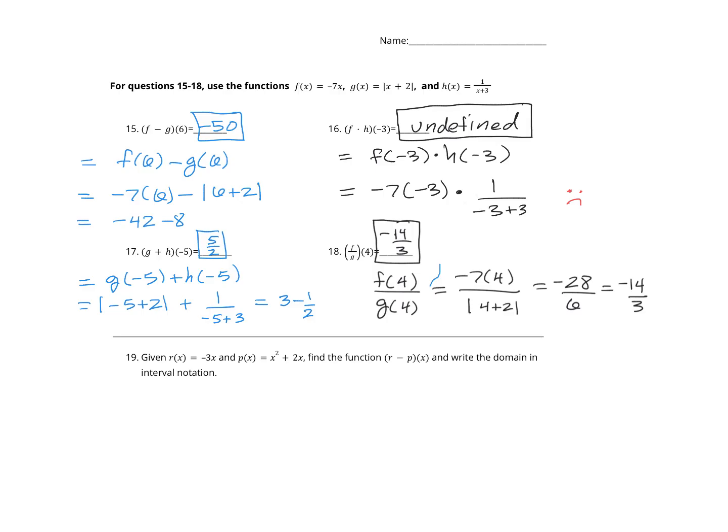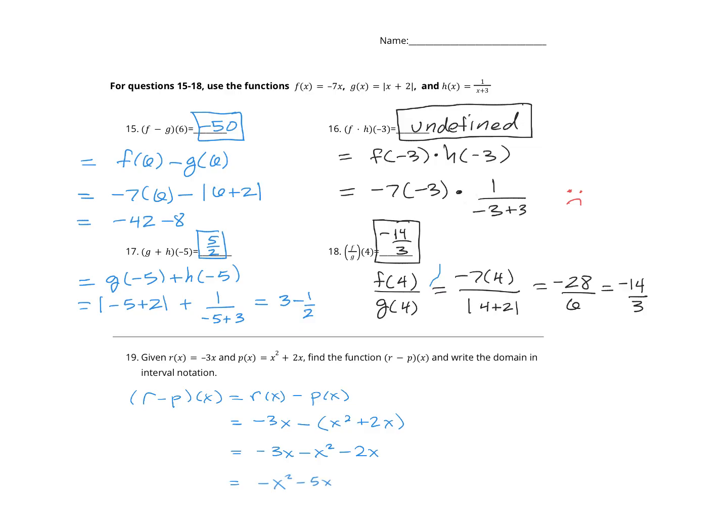Problem 19 is us building a function from two given functions. They want us to find r minus p of x. So by definition, that is r of x minus p of x. So in doing so, we're going to just put those two formulas in place. So the r of x formula is negative 3x. The minus is part of our new function. And then the p of x is x squared plus 2x. So that's really a negative 3x minus x squared minus 2x when you distribute. So that's negative x squared minus 5x.